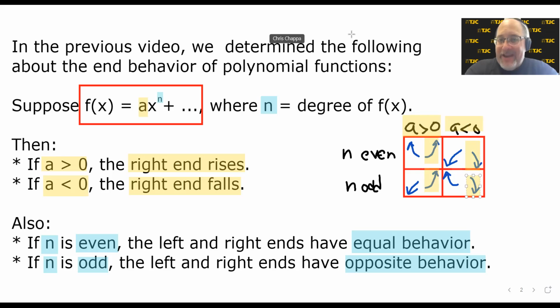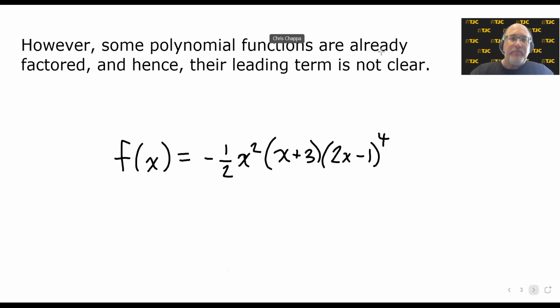And then the degree, the n, tells you equal or opposite depending upon if n is even or odd. So in the top row, in each box, the arrows are pointing the same way. And in the bottom row, each box, the arrows are pointing opposite directions. Well, that's cute and all, except there's a problem.